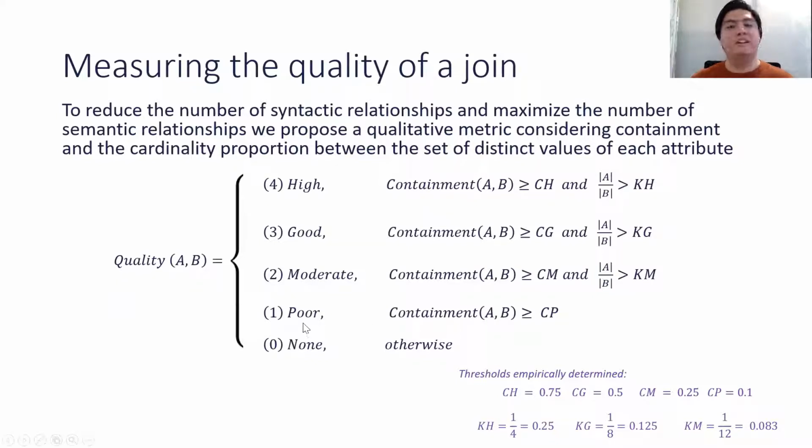Poor quality is a special case since we only consider the containment bigger or equal than 0.1, and there is no cardinality proportion. Here we will find cases like the 1 million product.